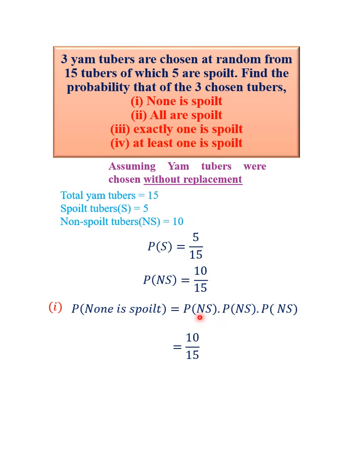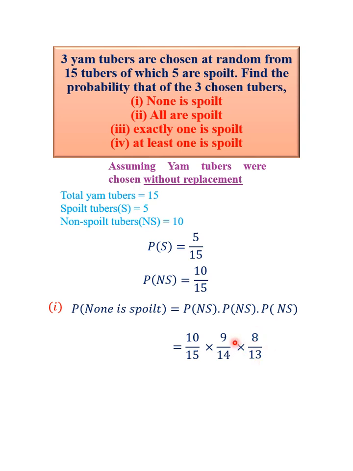So the probability of the first one picked for non-spoiled tubers is 10 over 15, times the second one, which would be 9 over 14 because you didn't replace it. So the number of non-spoiled tubers is reduced from 10 to 9, while the total number of tubers has reduced from 15 to 14. Similarly, the third draw will be times 8 all over 13.